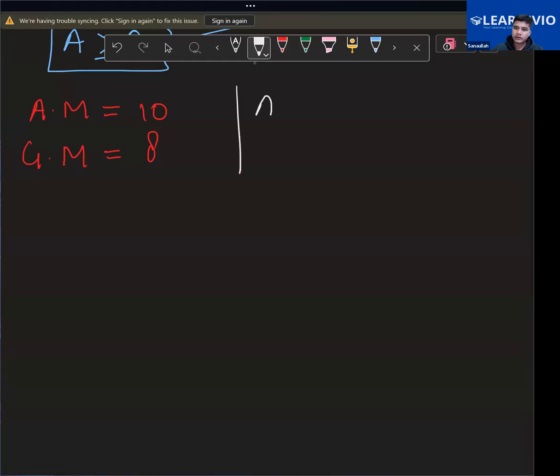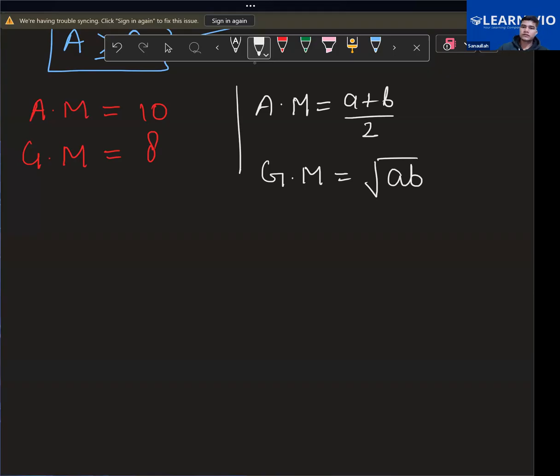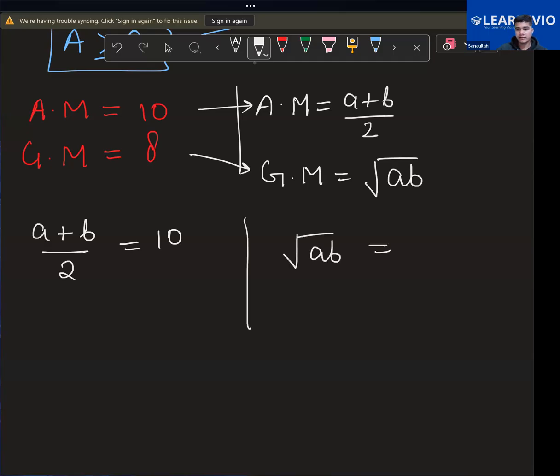And we also know what arithmetic mean is: if I have two numbers a and b, then arithmetic mean is (a plus b) by 2, right? And geometric mean is under root of ab. So its value is this, and its value is this, so from here I can conclude this: (a plus b)/2 is 10 and root ab is 8. I can write like this, right?